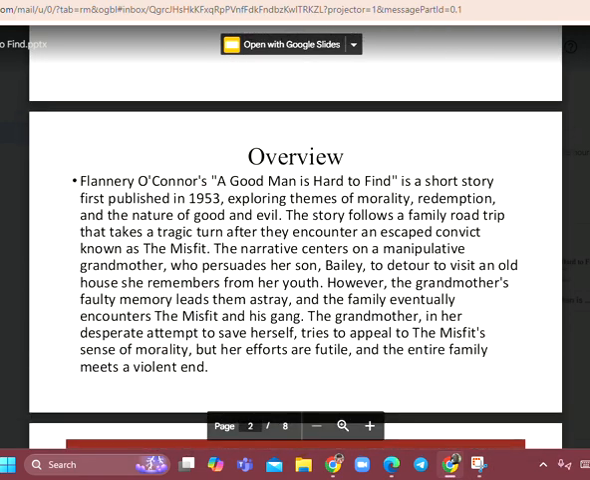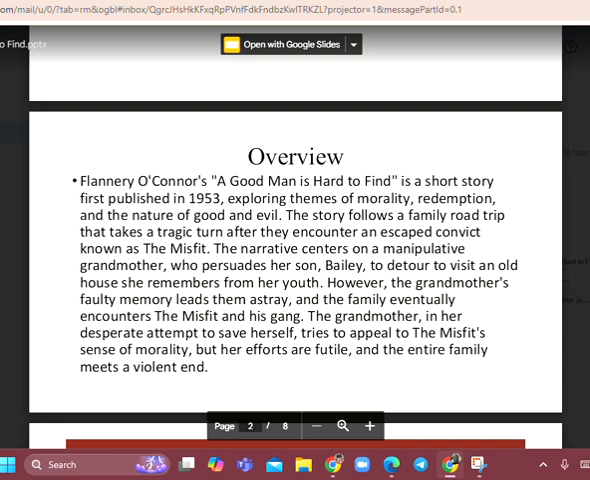So to talk about an overview of the short story, it is a short story which was first published in 1953, exploring themes of morality, redemption, and the nature of good and evil. The story follows a family road trip that takes a tragic turn after they encounter an escaped convict known as the Misfit. The narrative centers on a manipulative grandmother who persuades her son Bailey to detour to visit an old house she remembers from her youth.